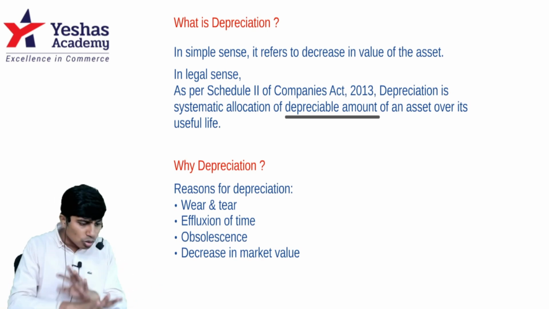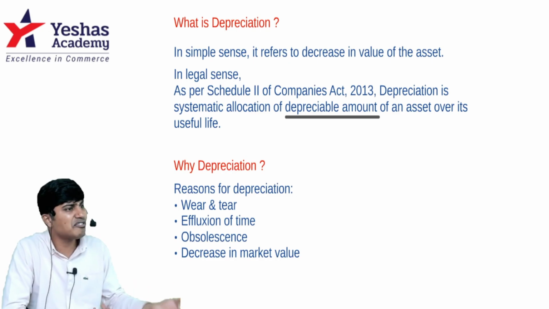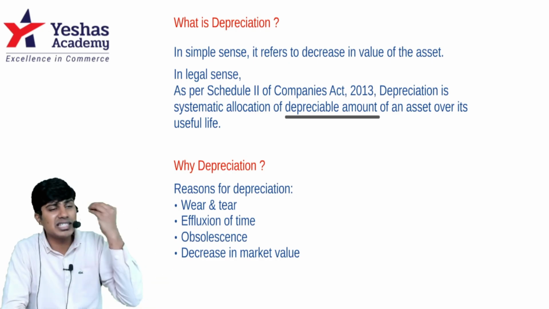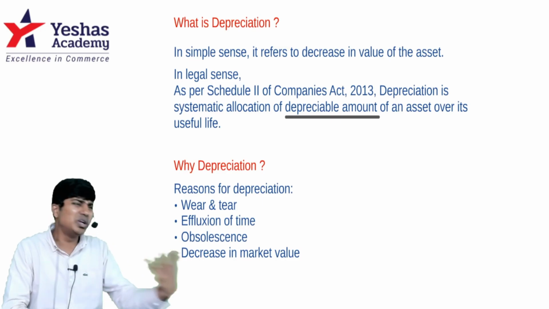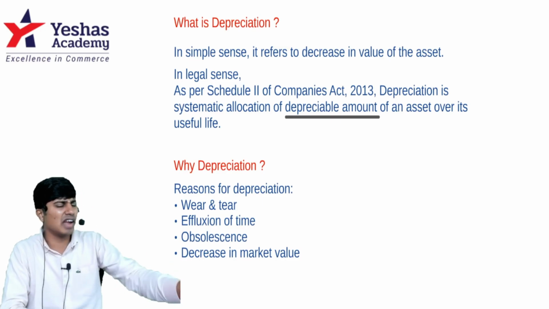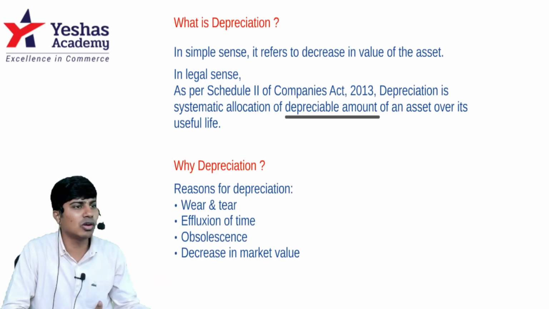You bought one asset, you don't use it, you keep it idle. In spite of that, the asset value will come down. Why? Effluxion of time. Time decreases value of items. Get it? Same with obsolescence, outdated technology. A better technology is there in the market. iPhone 17 comes, iPhone 16 value drops. iPhone 18 comes, iPhone 17 value also drops.